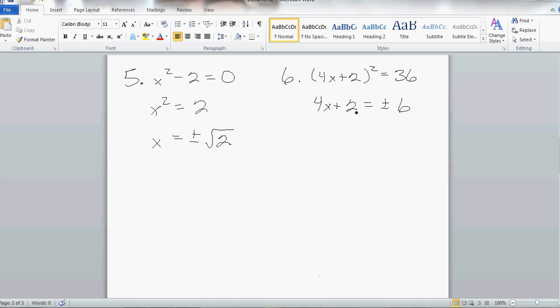Now that I have two separate problems here, I'm going to split them up. 4x plus 2 equals 6, or 4x plus 2 equals negative 6. And then treat each one of these as separate problems. Subtract 2 from both sides, and divide both sides by 4, x equals 1. Subtract 2 from both sides here, and divide both sides by 4, x equals negative 2. So our possible answers would be 1 and negative 2.